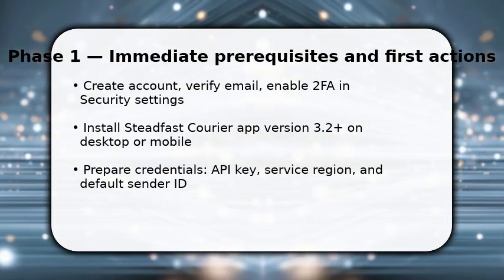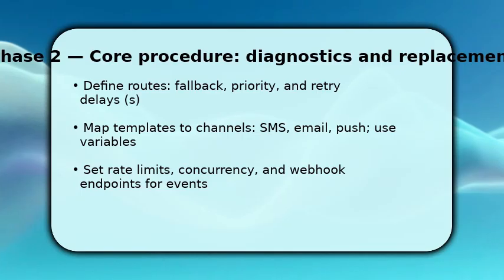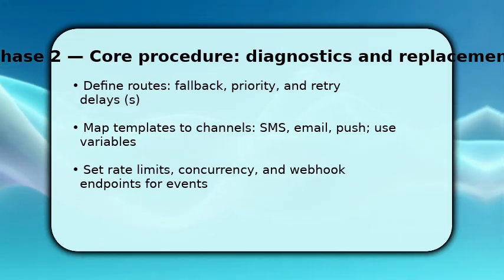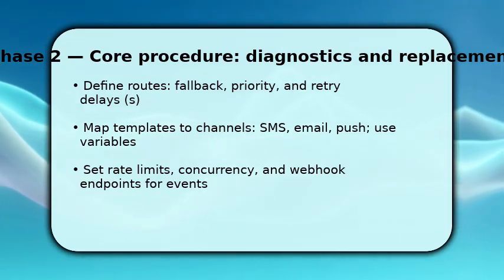Now you configure the delivery flow to control how messages travel. Define routes, priority, and fallback, then set retry delays in seconds. This ensures messages reach recipients even if one channel fails.